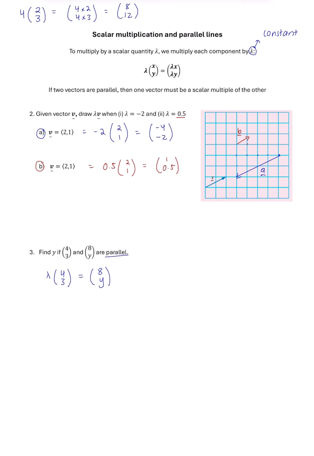So here, if I think about just my x components, so let's think about 4 and 8. Notice here that the scalar multiplied by 4 is going to equal 8. So my scalar will be 2. So here, 2 outside of 4, 3 will give me 8 and 6. So therefore, y will be equal to 6.